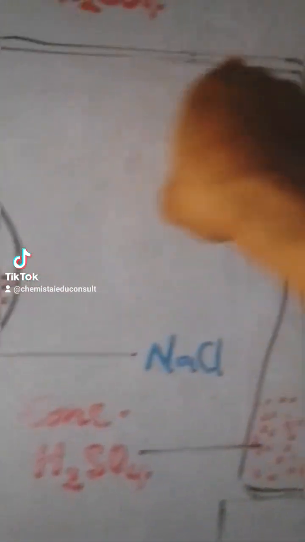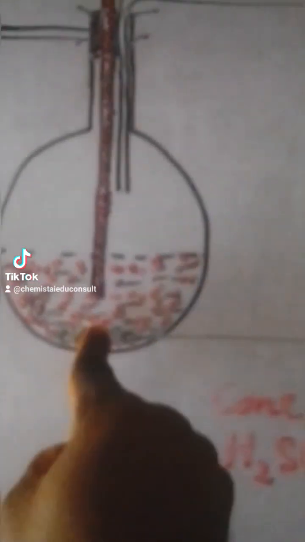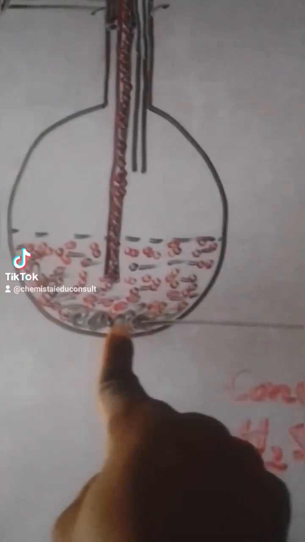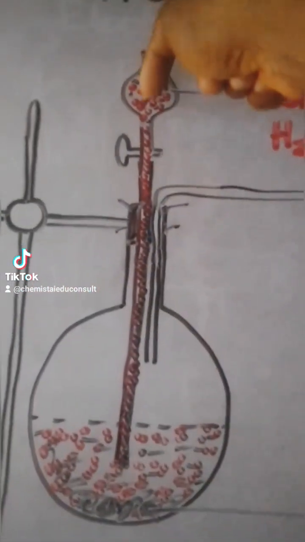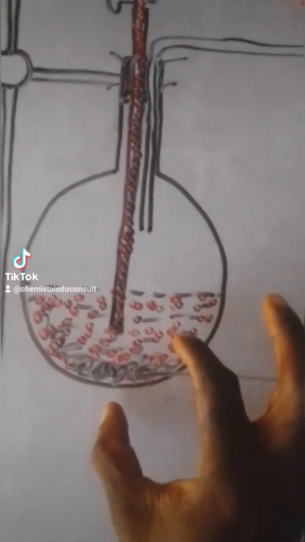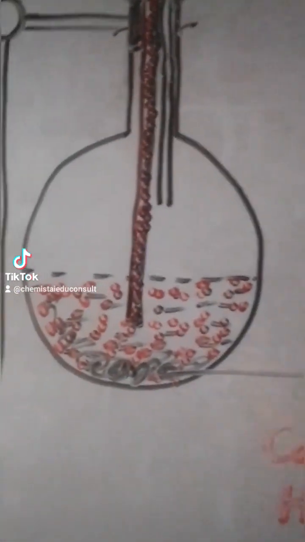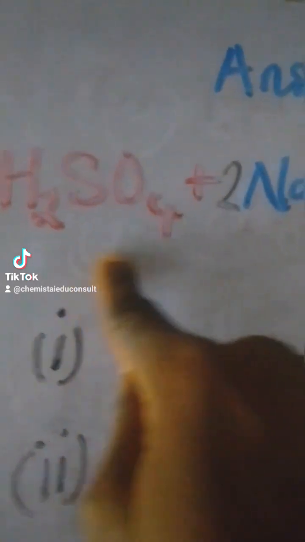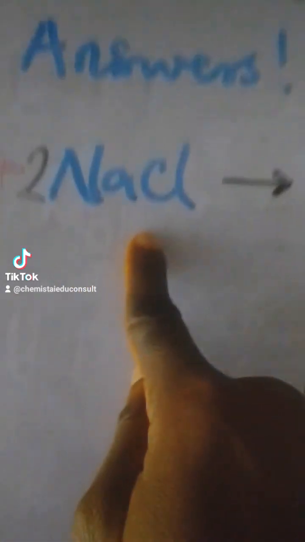So the best way to find out the gas produced is to concentrate on what happens inside this round bottom flask. You know that sodium chloride is inside there, and through the thistle funnel, sulfuric acid is introduced to form a reaction mixture here. So we are going to react this sulfuric acid and sodium chloride to find out the possible products. So here is the equation of the reaction. This is the acid introduced, and this is the sodium chloride.